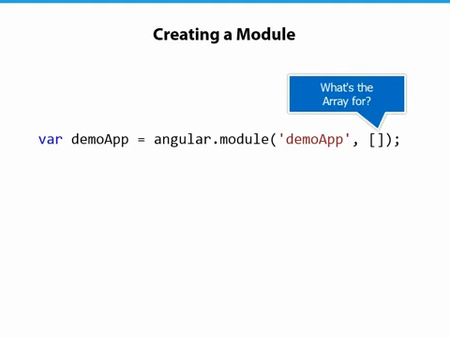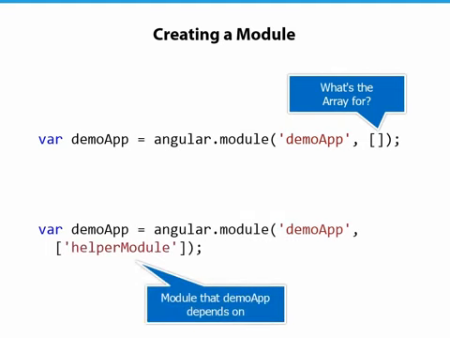And the answer is this is where dependency injection comes in, because your module might actually rely on other modules to get data. So here's an example of that. We have demo app again. We say, hey, Angular, create me a module called demo app. And then I need to rely on another module. In this case, I just called it helper module.